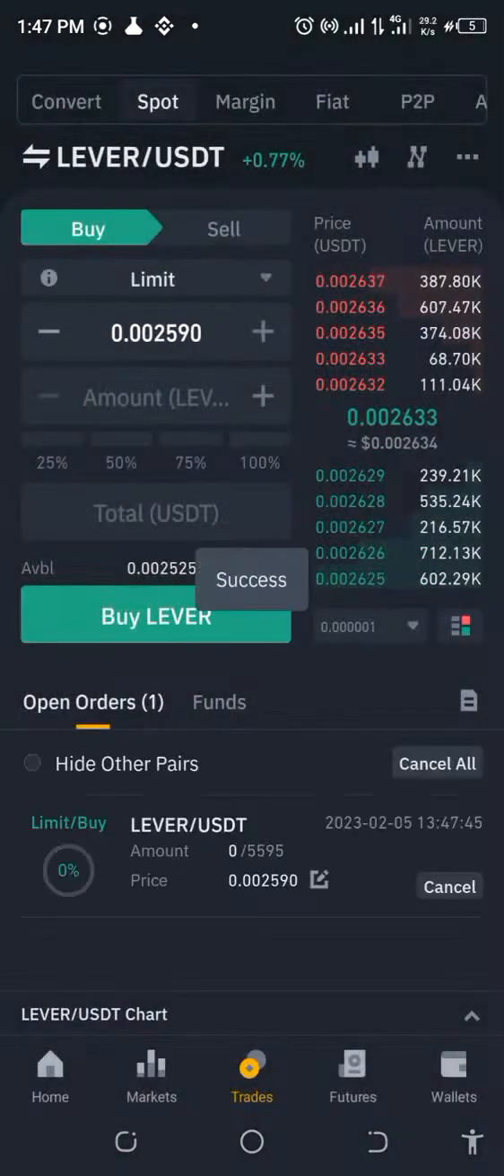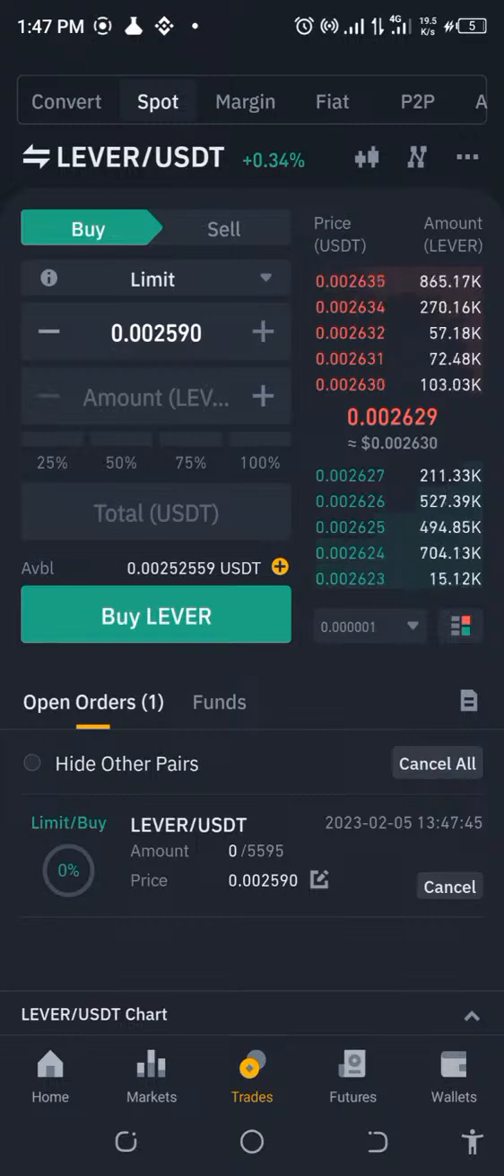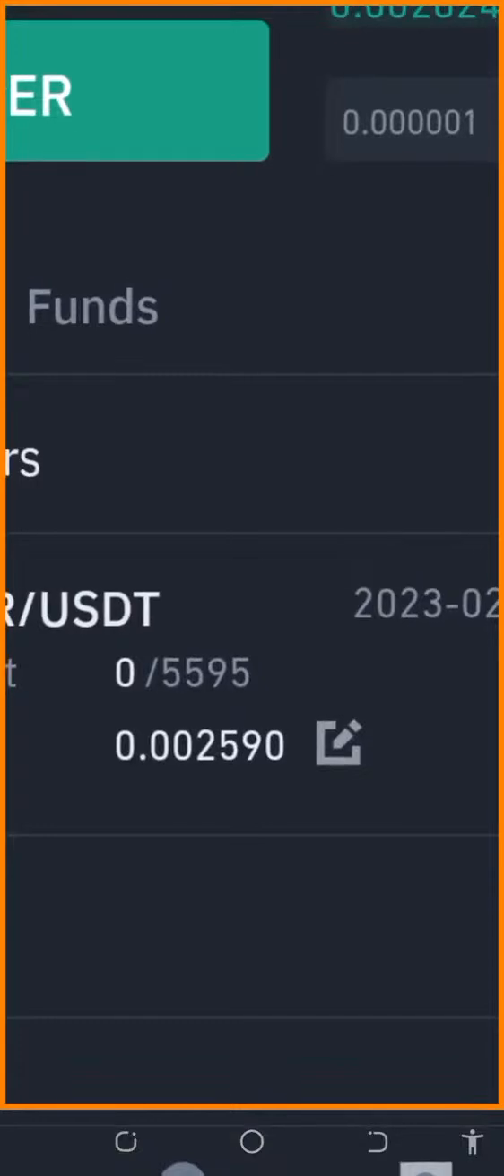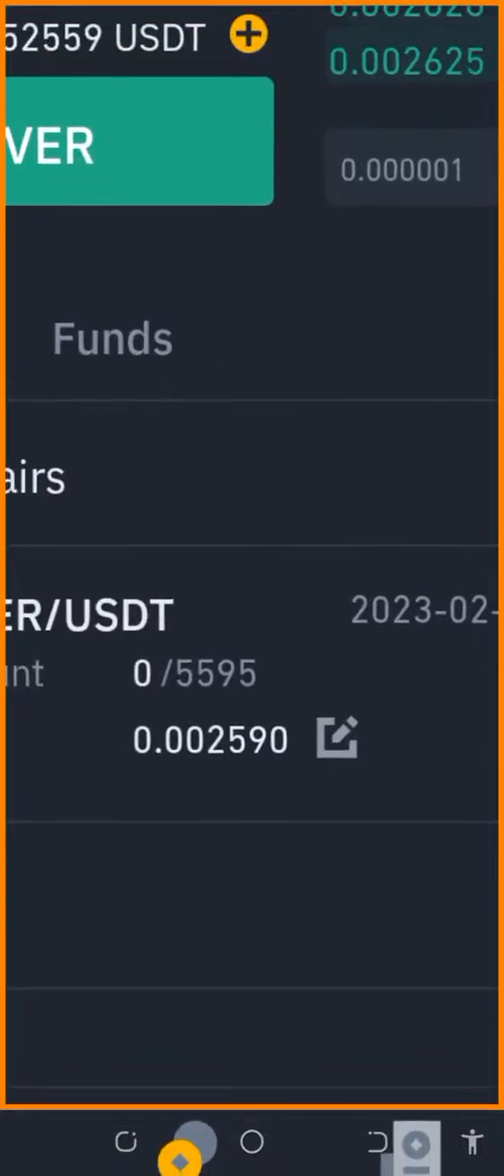You will see that we're in the queue right now. We'll come back and check this in 1 hour, in 2 hours, and in 3 hours and see what exactly the difference is made. Let's take a screenshot right now. We're buying at this price, 2590. Let's see how many of that we got, and then take that screenshot.